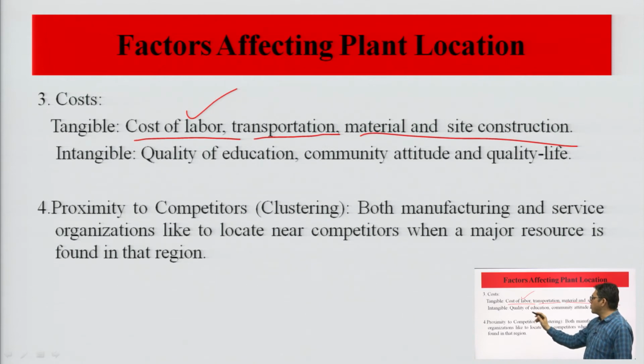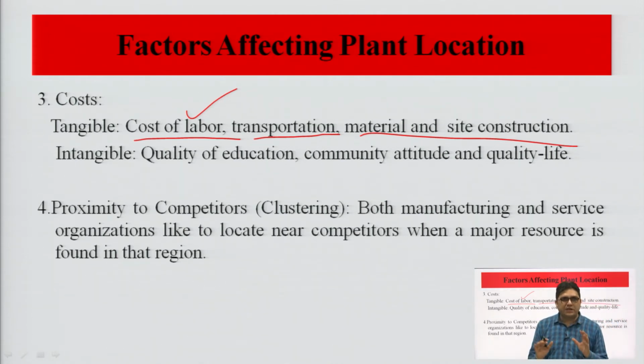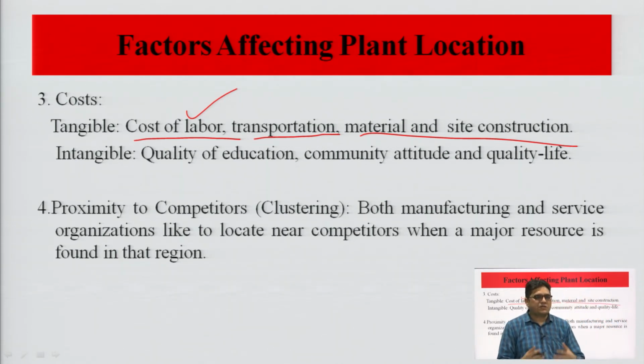Intangible cost is the quality of education, community, attitude and quality of life. So, we need to see the quality of life, standard of people, human development index, and the attitude of the employees toward work. Where the attitude is good and quality of life is good, there we should make our investment and select our manufacturing location.